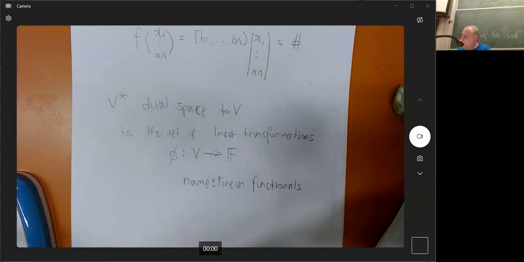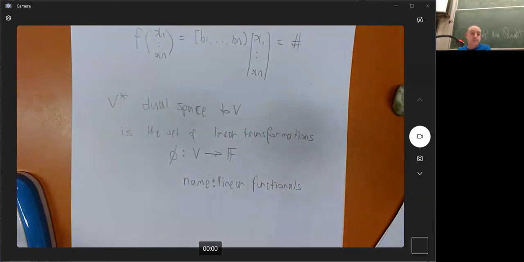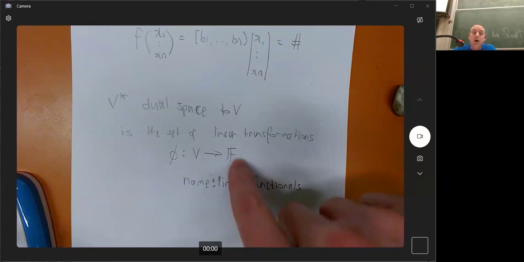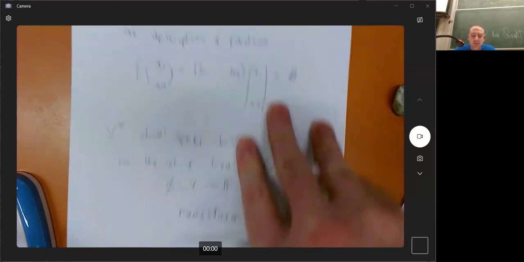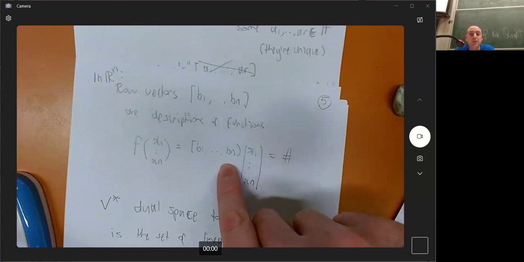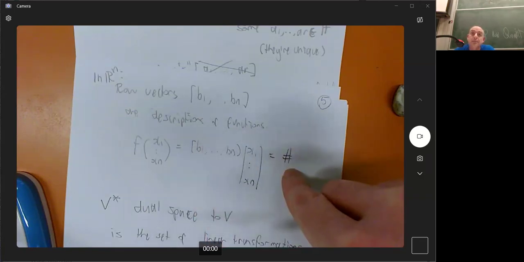Linear functionals. There's a word for you. But that's what they are, the set of linear transformations that send V to F. And we're borrowing our idea that row vectors are linear functions from Rn to R.